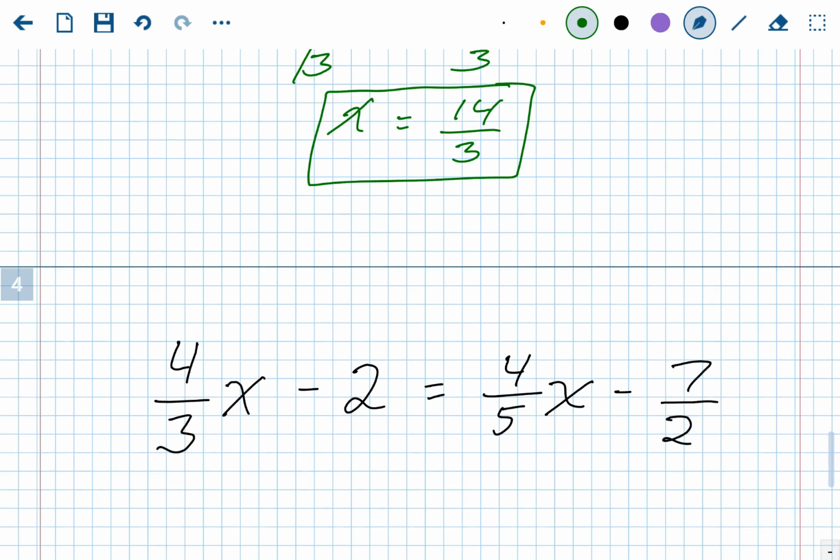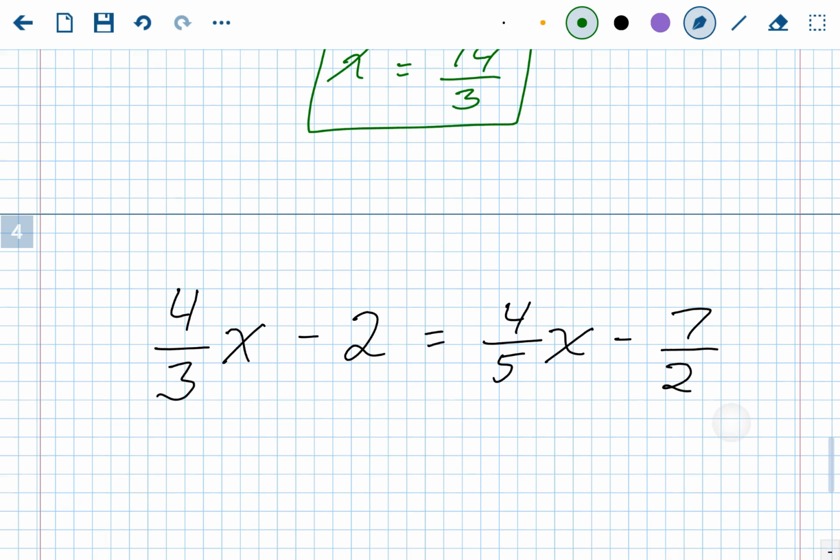Alright, the second problem, same thing. Okay, this one's a little more work. On this one you'd have to get all the x's on the same side, which would involve doing 4/3 minus 4/5, and then you'll have to add 2 to 7/2. Alright, instead let's just clear fractions. We're looking for a least common multiple of all of our denominators. Our denominators being 3, 5, and 2.